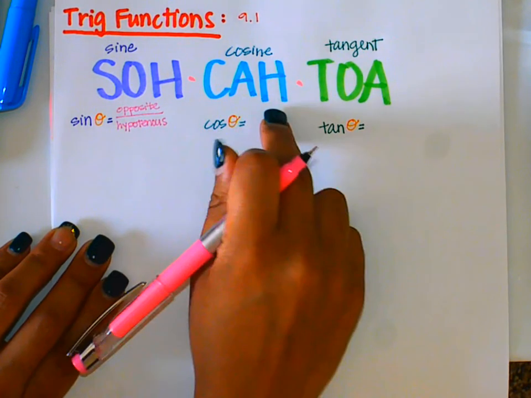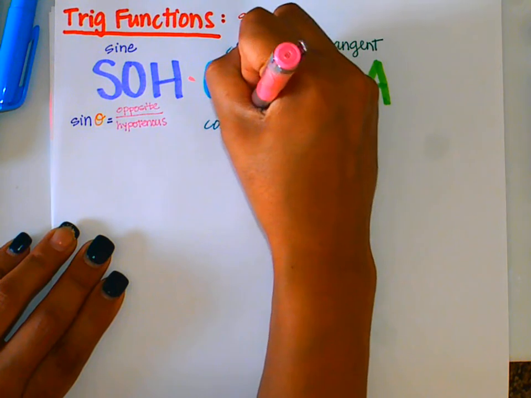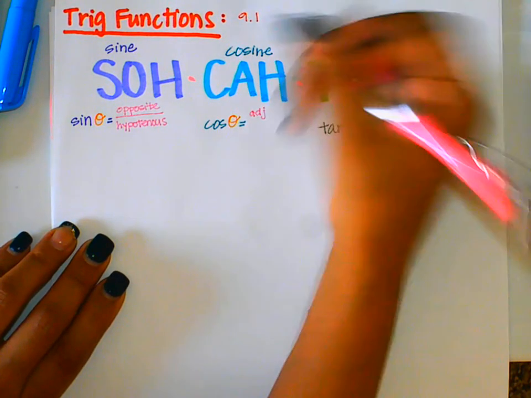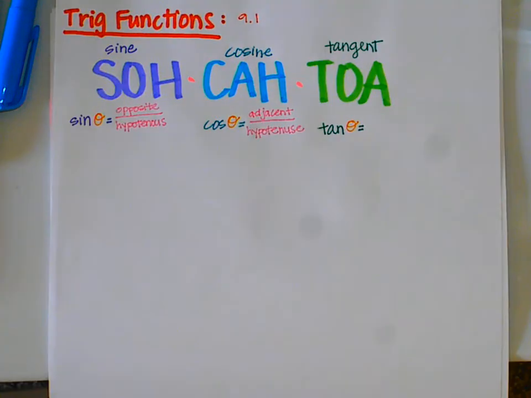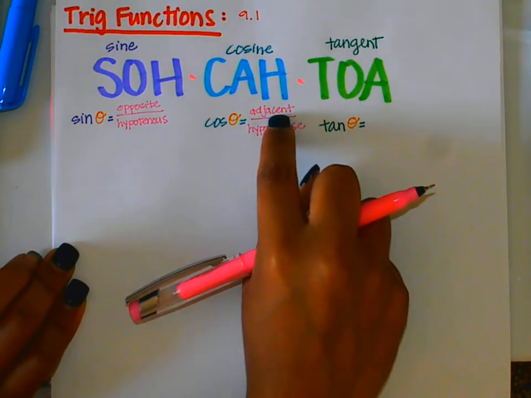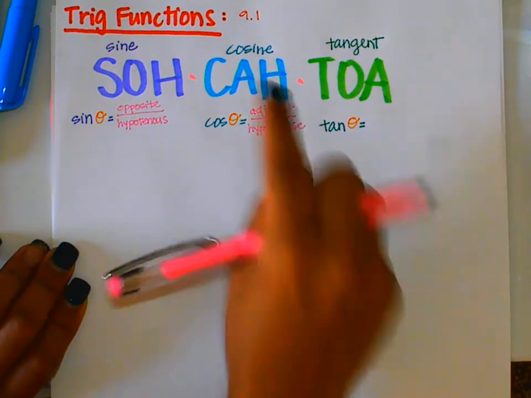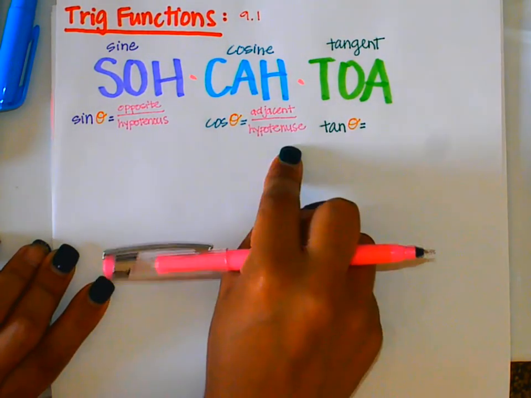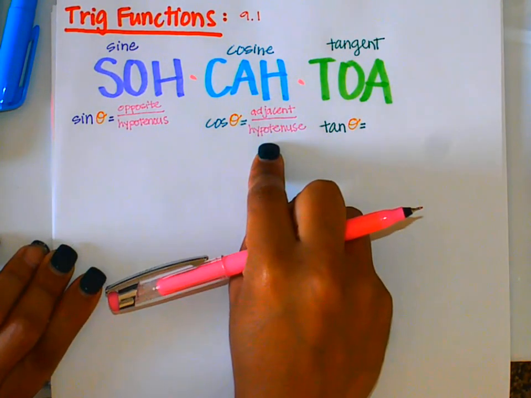Cosine is CAH, so the new letter in here is the A. The A stands for adjacent. I'm going to misspell this one too because I usually just put ADJ. Hold on, let me look it up. All right, Siri, help me out on this one. So adjacent is just a really fancy word meaning next to. So you have the opposite side and then something that is next to it. And then you're still talking about the hypotenuse. And this is the correct spelling, according to Siri.